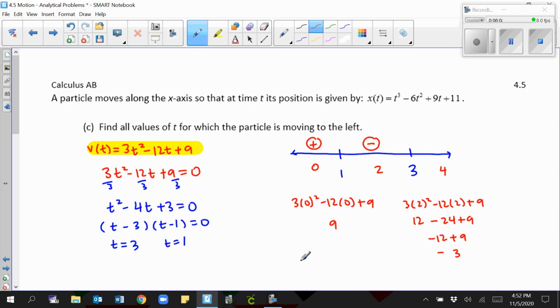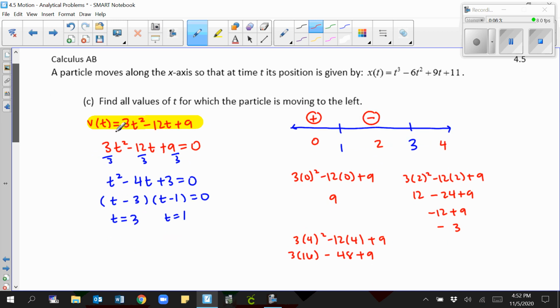And let's see what happens when we plug in 4. So 3 times 4 squared minus 12 times 4 plus 9. So 3 times 16 minus 48 plus 9. Well, when I look at that, 3 times 16 gives me 48, minus 48 plus 9. Those are going to cancel out and I end up with 9, which is positive.